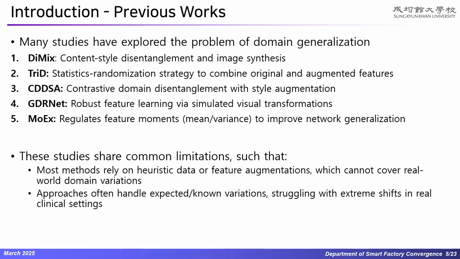While these studies were good for their time, they have common limitations, such that many rely on heuristics or empirical transformations, which don't fully capture the wide variety of changes seen in real clinical settings. This means that they mostly handle typical domain shifts, but aren't very effective when it comes to extreme or rare scenarios. And so this paper specifically aims to solve these shortcomings.